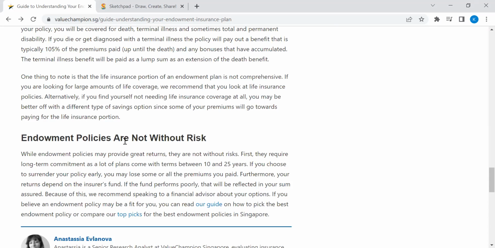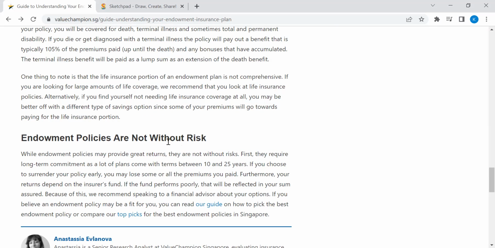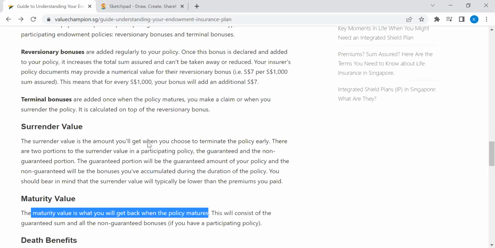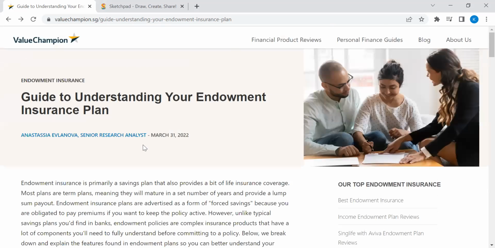Endowment policies are not without risk. Of course, this is actually very clear because not all endowment policies are capital guaranteed. So definitely they are not without risk, right? If you are risk averse, you can always choose an endowment plan that is capital guaranteed. Okay, that's all to sum up the basic components of an endowment policy.